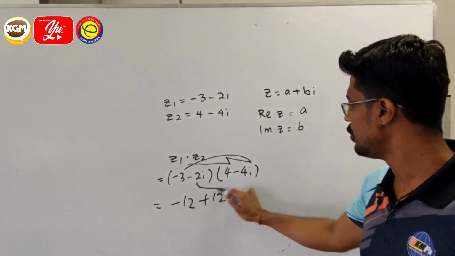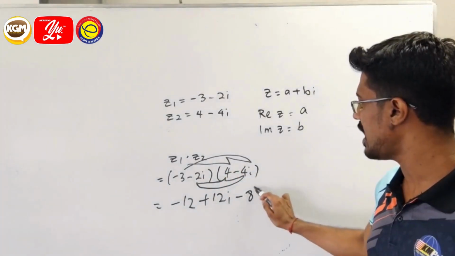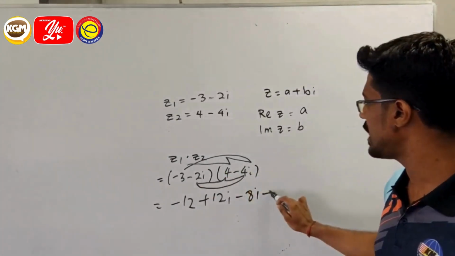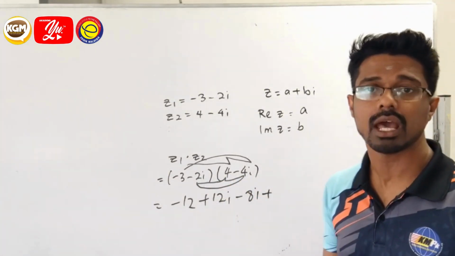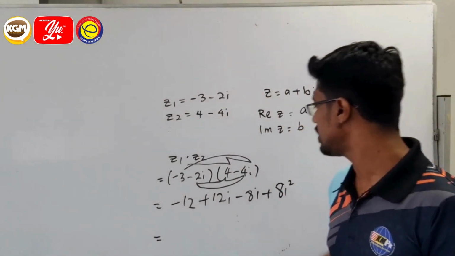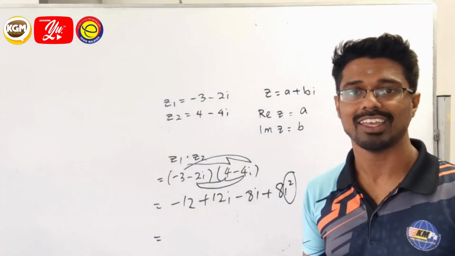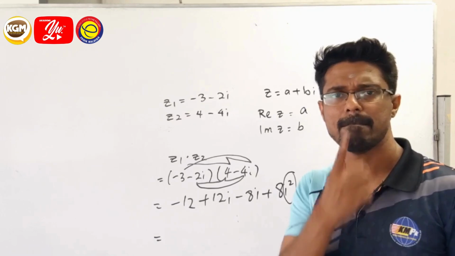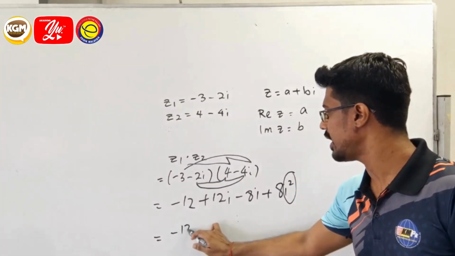Done with that, now I'm going to do this. Negative, positive, minus 8i. Negative, negative, plus 2i times 4i. That's going to be 8i squared. Just do it like algebra. So here we can simplify. I already know the value for i squared. What is i squared? You know the value, right? Negative 1.